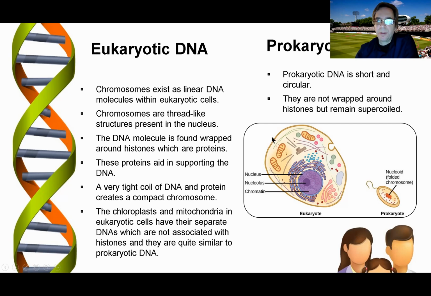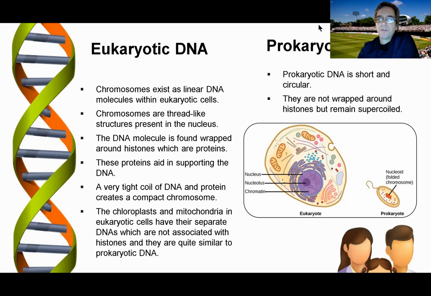We're going to mention a bit about ribosomes shortly. So chromosomes exist as linear DNA, i.e. straight, within eukaryotic cells. Chromosomes are thread-like structures found in this part here, which is the nucleus. So just here is the programming center of every single cell, containing thousands of meters of DNA. And the DNA molecule is found wrapped around histones, which are proteins which give DNA structure and support.